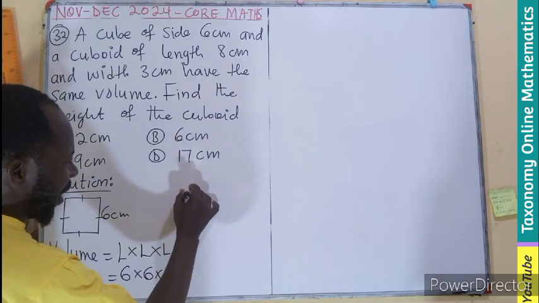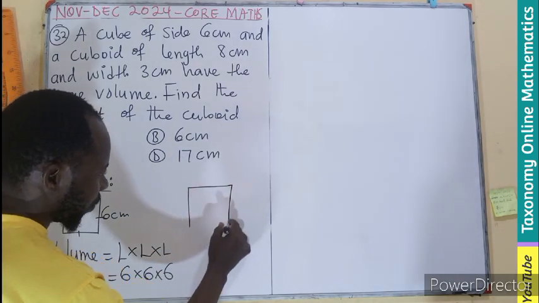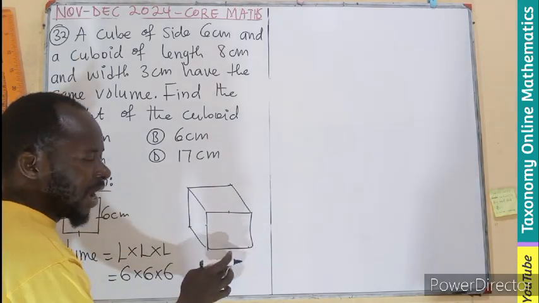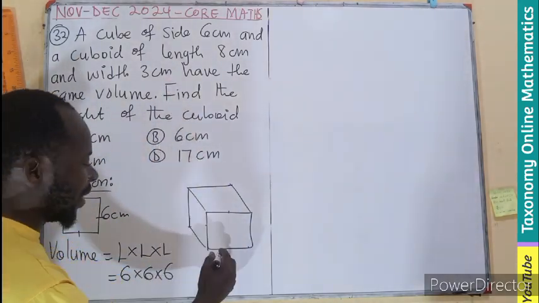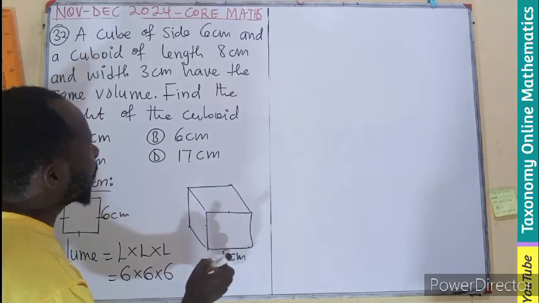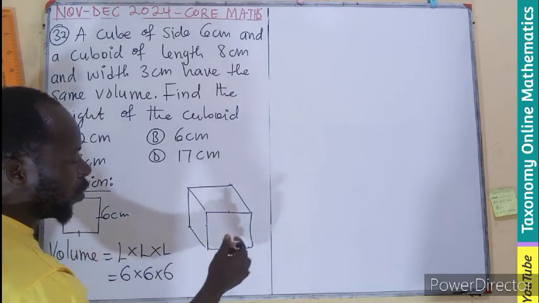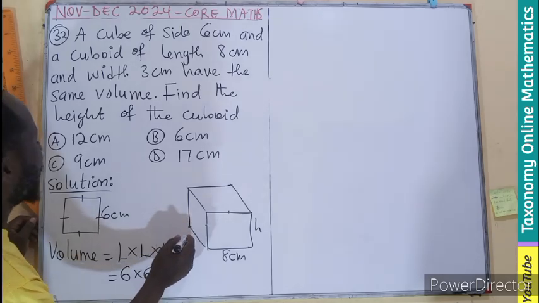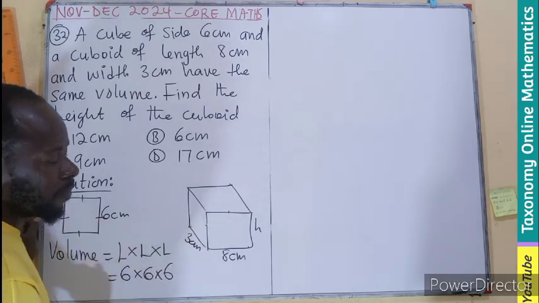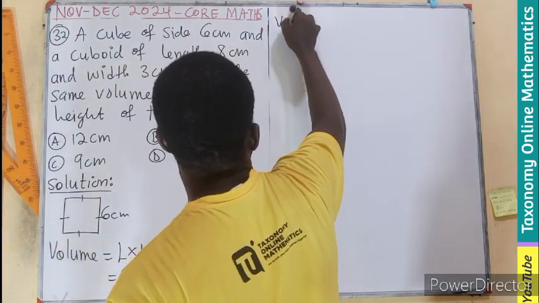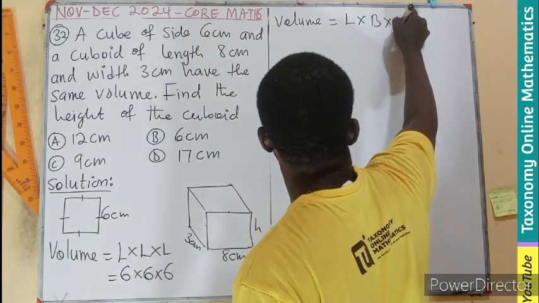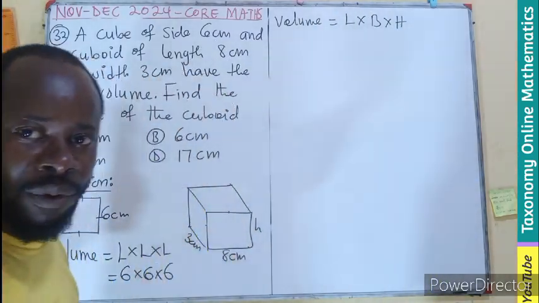Then if I take a cuboid, the length is the longest side we can pick from here, so the length is 8 cm, then the height is unknown, so we can use h. The width is given as 3 cm. How do we find the volume? We know volume is length times breadth times the height of a cuboid.